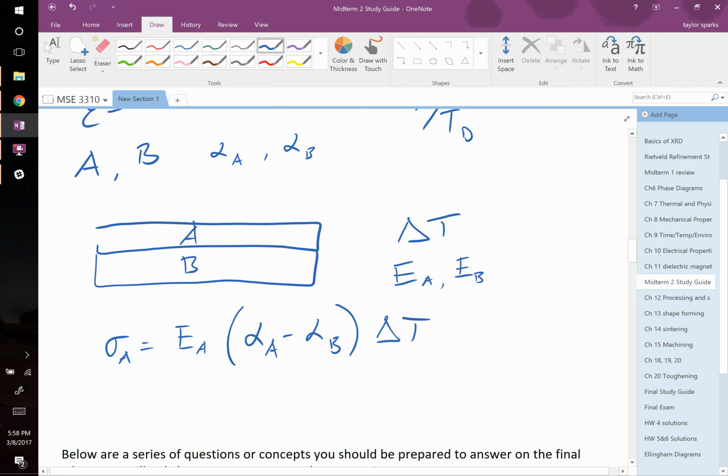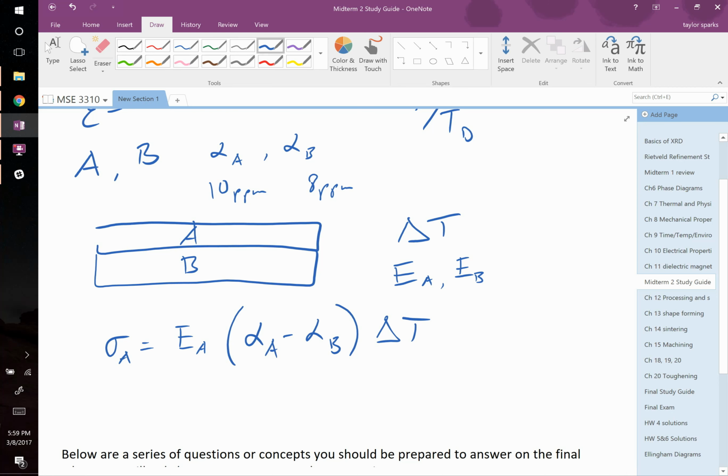How do you do this? Let's say that if this is larger, so this is like 10 ppm, and this one's 8 ppm. Then which one's going to expand more when you heat this up? If they were unbonded, which one expands more? A, for sure. So A wants to expand more, but it's constrained by B not letting it, so it's under compression, and B is under tension. So whether you do A minus B or B minus A, it doesn't matter. You're going to get the same value. We'll just change the sign of it.